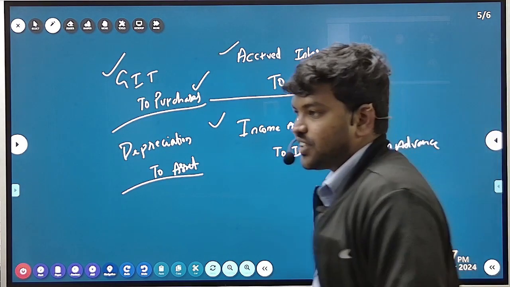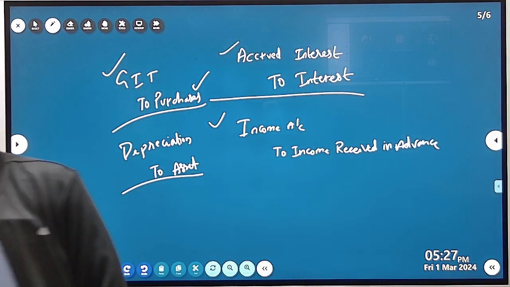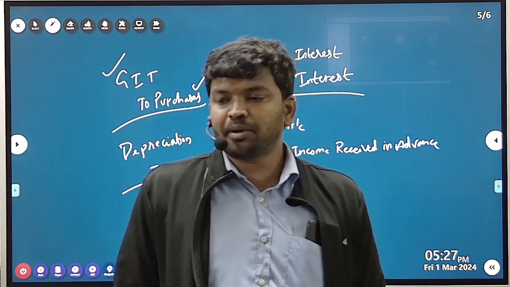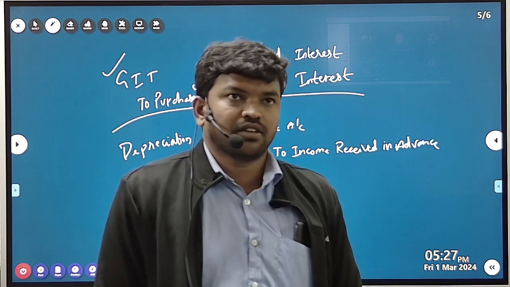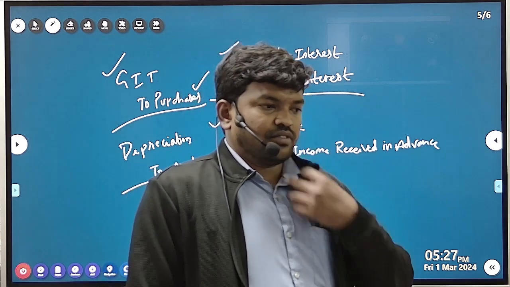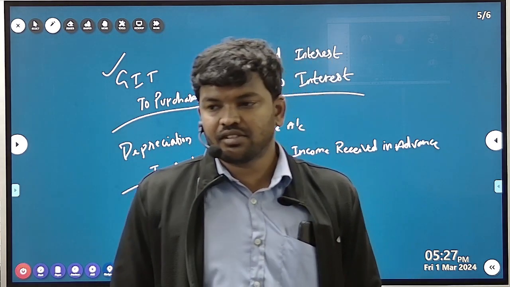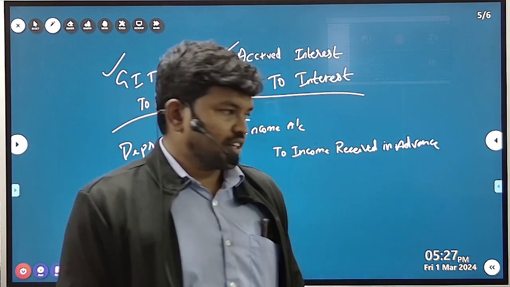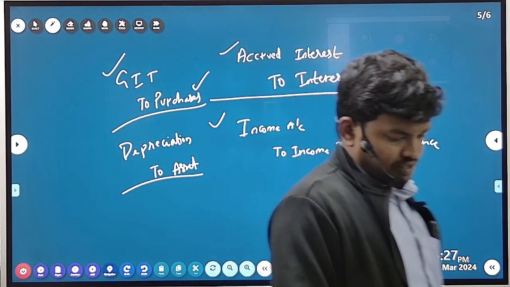These are all the adjustment entries which you pass normally at the end of the year before preparing financial statements. You are adjusting the items. What items? Ledger items. That's why these are called adjusting items.